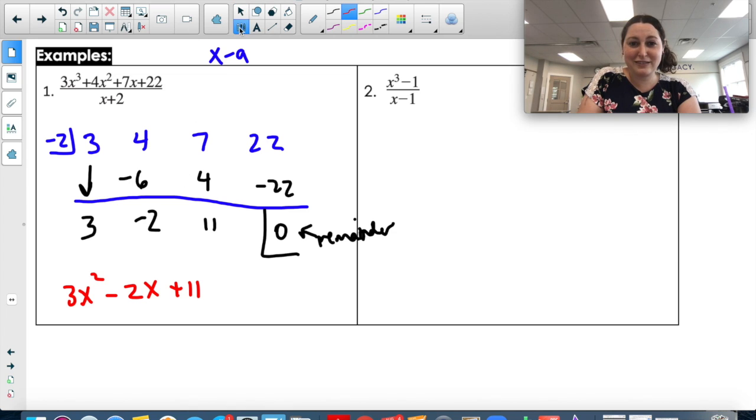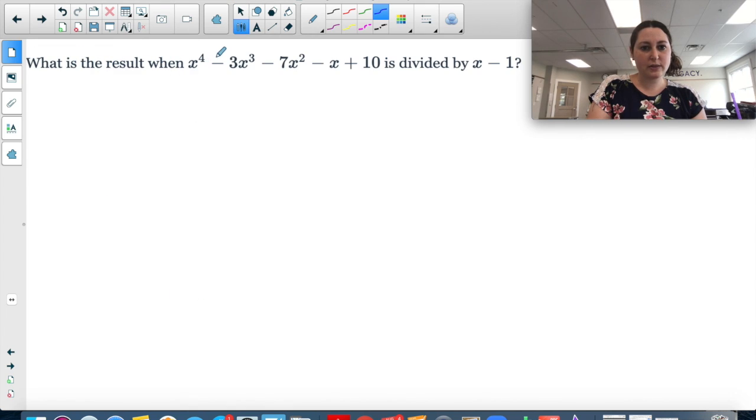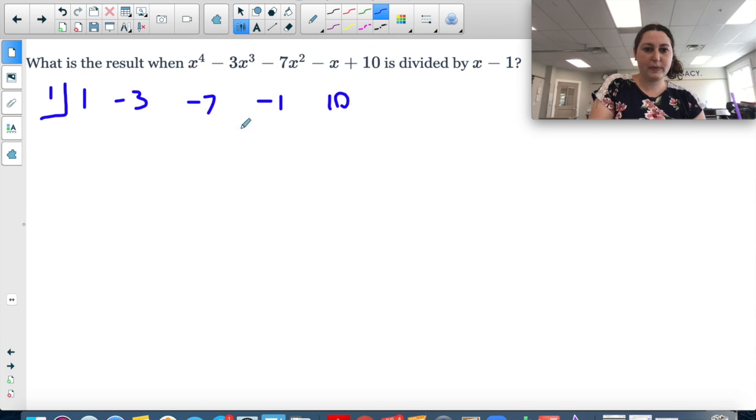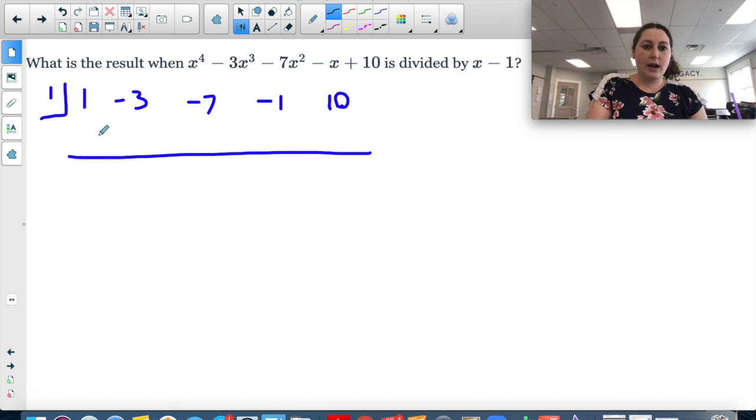I'm going to show you another example. What is the result when x to the fourth minus 3x squared, this whole polynomial, is divided by x minus 1? First of all, there's a negative 1, so I put a positive 1 in the corner. Now I write the coefficients from this whole polynomial. The first coefficient is 1, then negative 3, then negative 7, negative 1, 10. I leave a space, draw a horizontal line, and bring down my first term, so that's a 1.